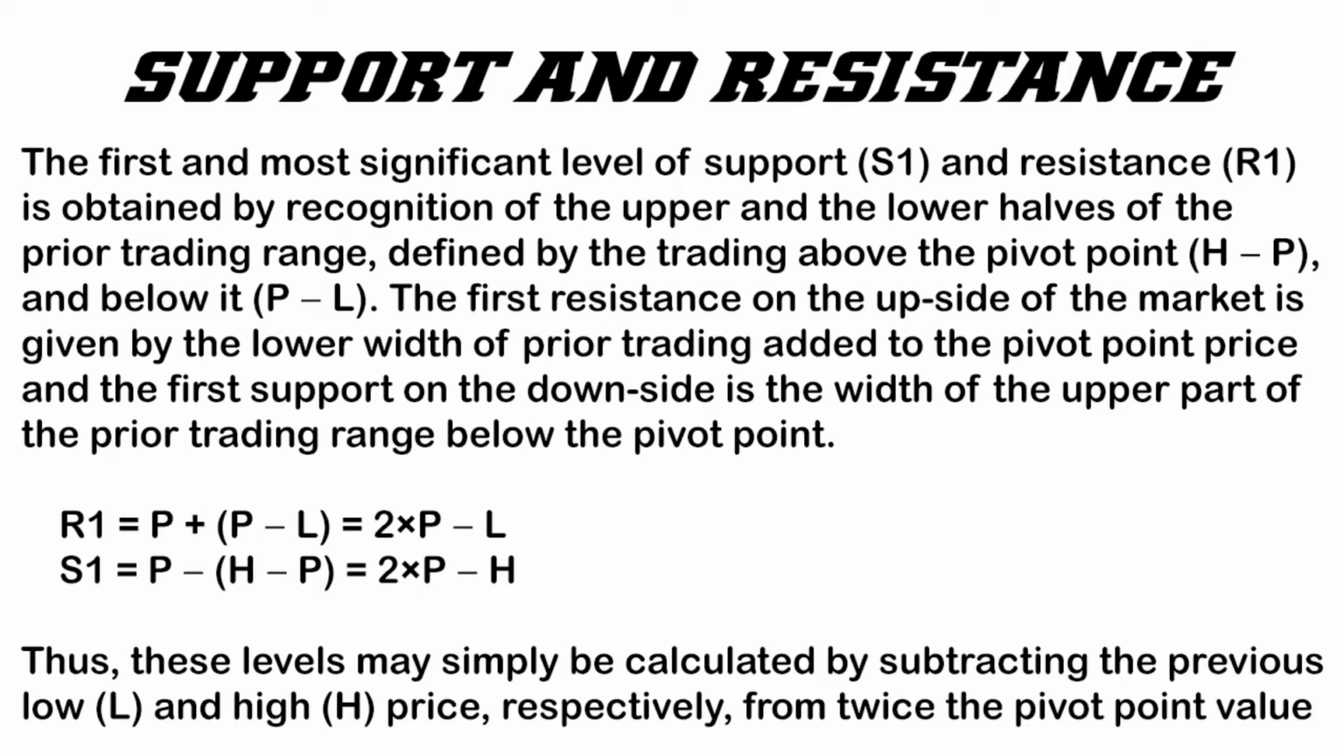Resistance R1 equals P, the pivot point, plus pivot point minus low, equal to 2 times P minus L. And next, support S1 equals pivot point minus high minus pivot point, equal to 2 times P minus H. These levels may simply be calculated by subtracting the previous low L and high price respectively from twice the pivot point value.